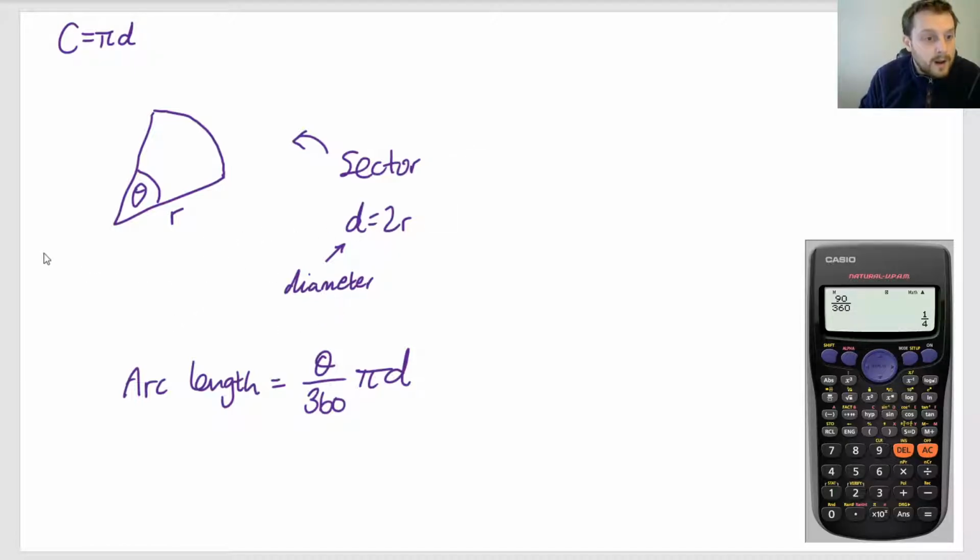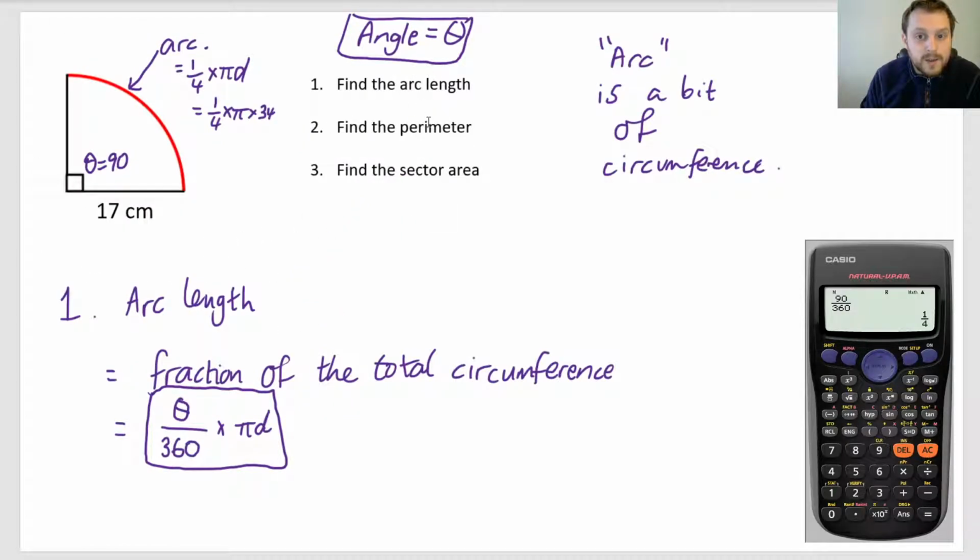So that's arc length. So for us, we can actually answer this question now, find the arc length. So we're going to do 90 out of 360 times pi times the diameter, which would be 34, remember. So you do need to make sure that you are either using the diameter or the radius correctly, depending on the formula, right? So this is 17 over 2 pi. And if it asked for 1 decimal place, for example, I can press the SD button, and that's 26.7.